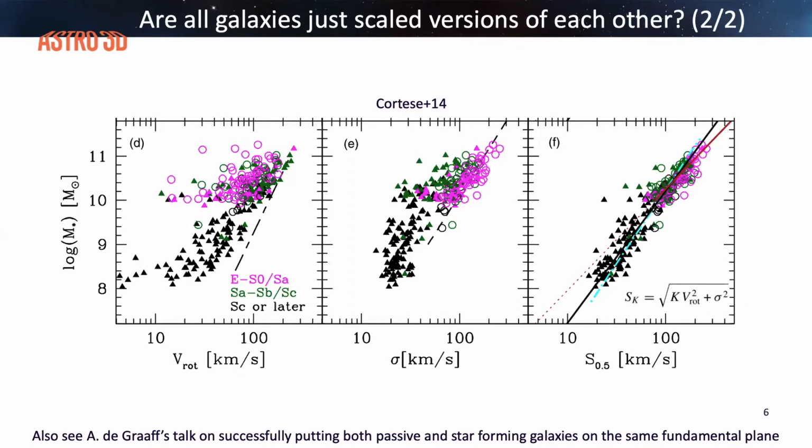However, using this parameter, S_K, and fixing K to be 0.5, this work was able to put all the galaxies of all the morphologies on the same scaling relations. Now, that doesn't mean that all galaxies are scaled versions of each other, if you like, but that does show some self-similarities that may be interesting to try and explain.